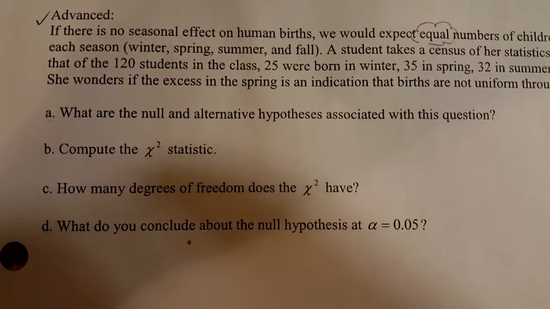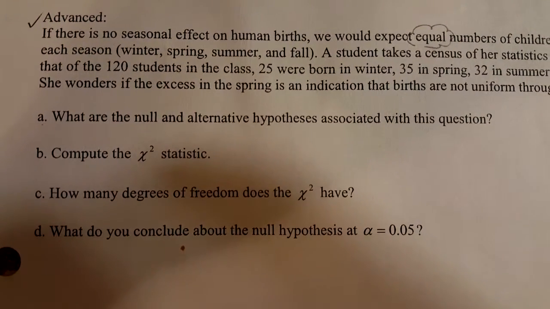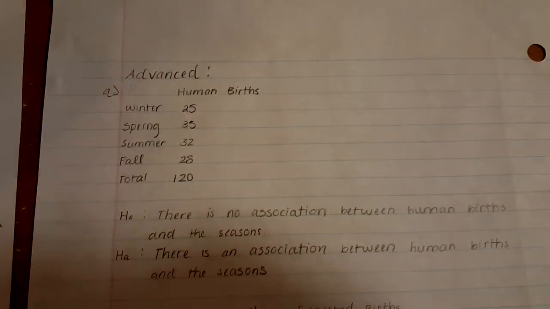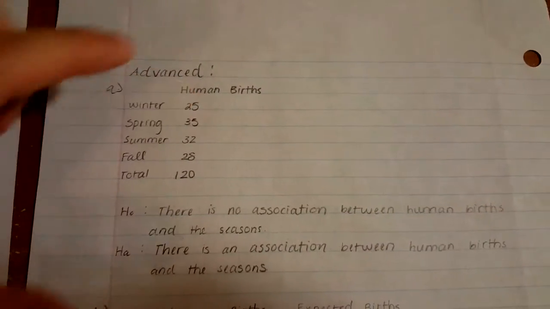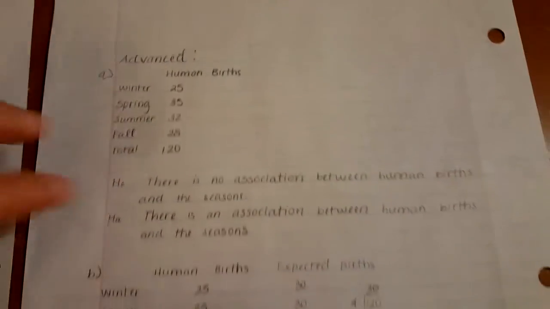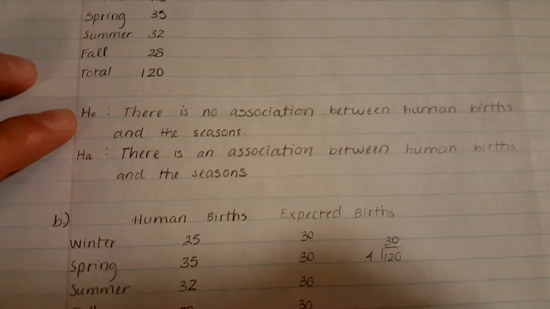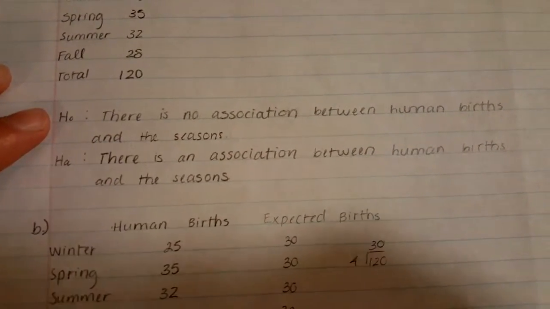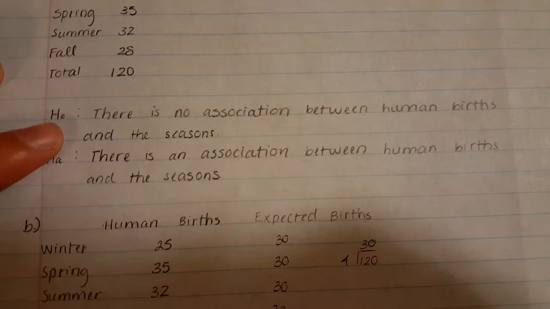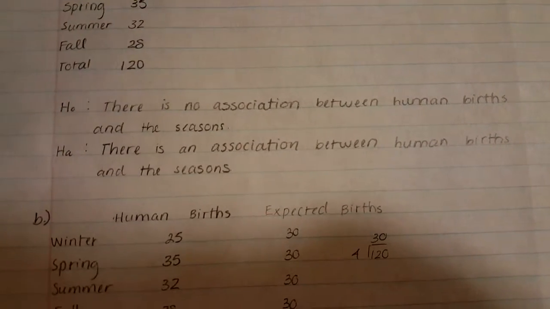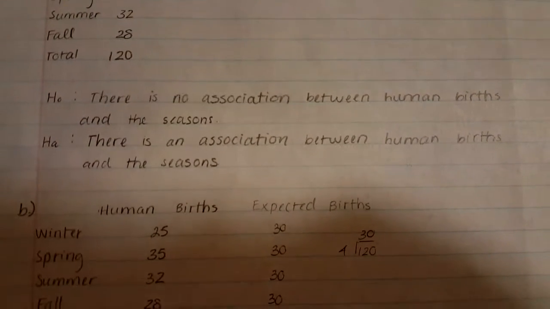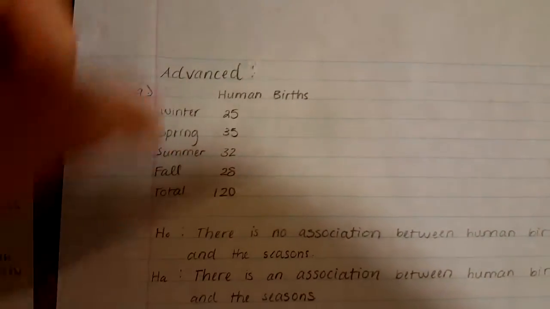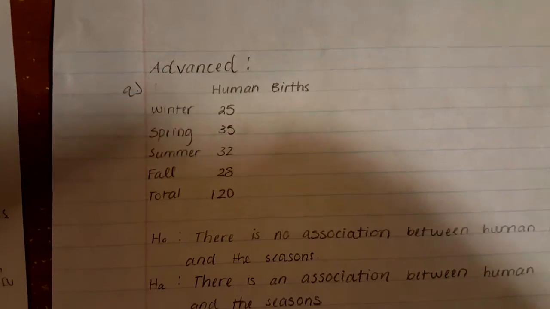Question A asks, what are the null and alternative hypotheses associated with this question? Well, you're looking for the relationship between two things: human births and the seasons. So the H0 would be that there is no association between human births and the seasons. And the HA is that there is an association between human births and the seasons. And if we were to make some sort of a table, this is what it would look like.